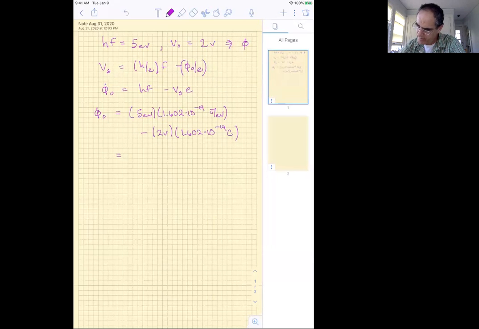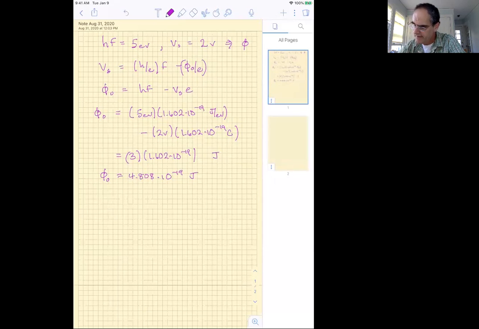And what we get, of course, is 3 times 1.602 times 10 to the minus 19 joules, or 4.808 times 10 to the minus 19 joules. Okay? Now, that's our answer, and there's nothing wrong with it, but it is a very small number. It's hard to get a mental picture of that.